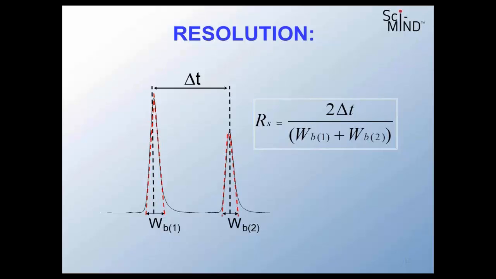Let's see, it says, and you get a magic number for resolution. So what you can do here, again, this is a standard way to calculate it, and if this number comes out bigger than the magic number of 1.5, you can declare that your peaks are separated.